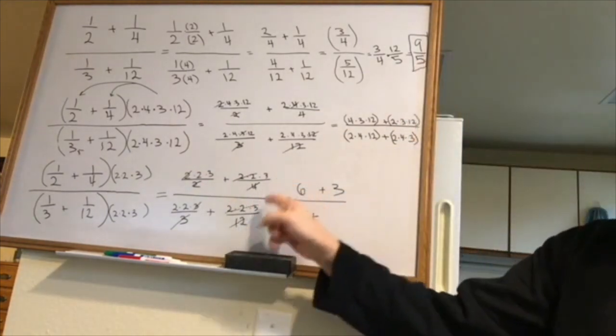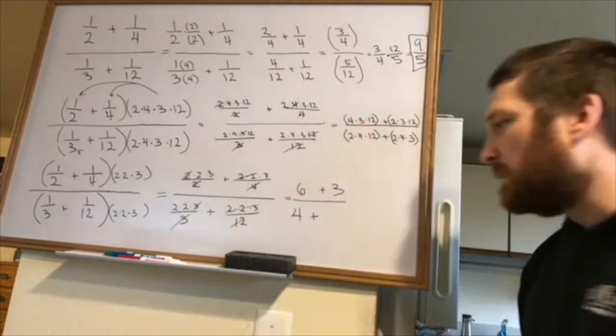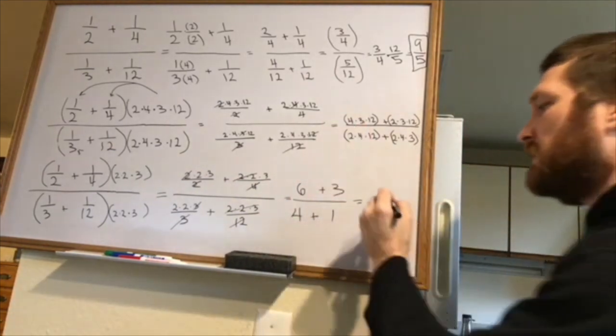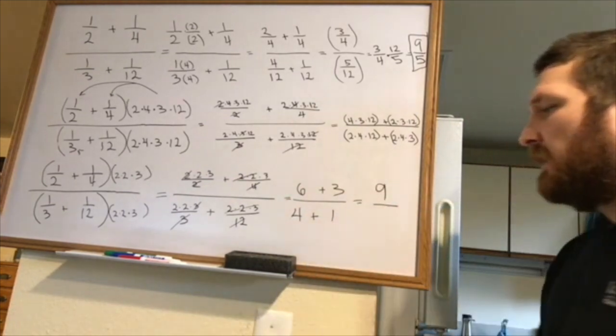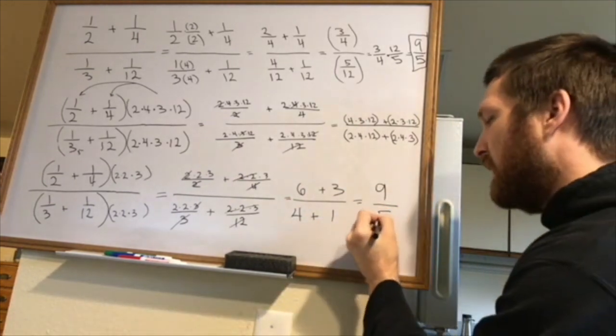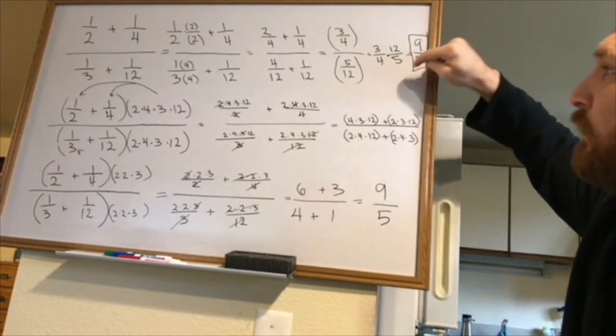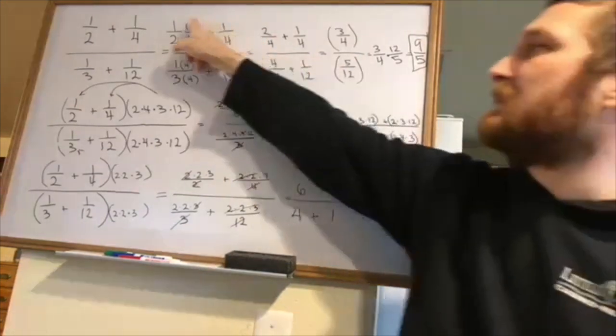That was the same thing as 12 divided by 12. That's just 1. And we end up getting 6 plus 3 is 9, 4 plus 1 is 5. And hey, lo and behold, we get the same thing that we got when we did this mess.